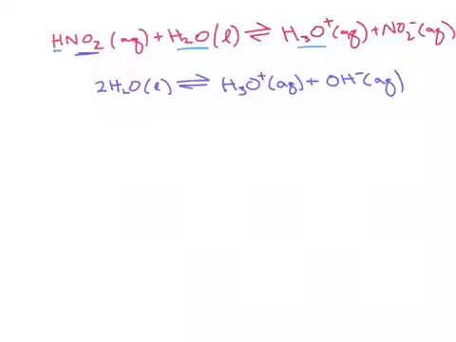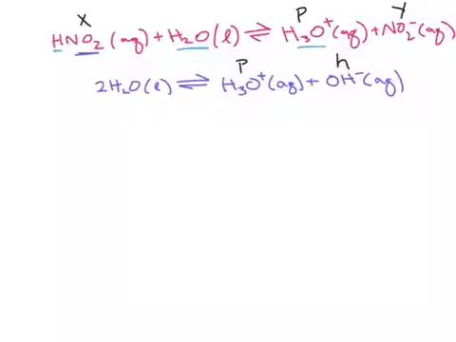All right, let's assign our variables. HNO2 can be X. Water, liquid, we ignore. H3O+ is P, and NO2- can be Y. Water we ignore. H3O+ again is P, and OH- is H. Those are all the equations that describe what is happening in solution.